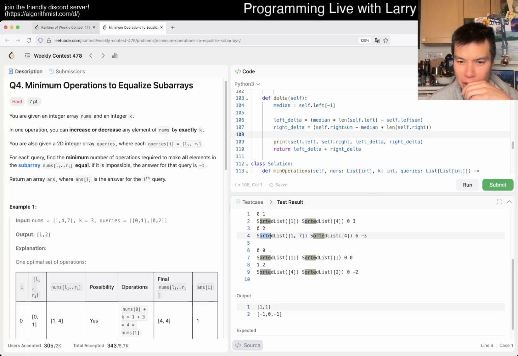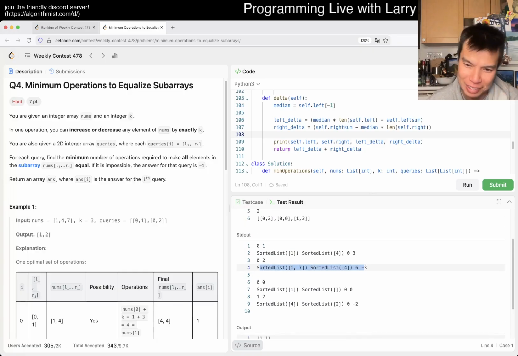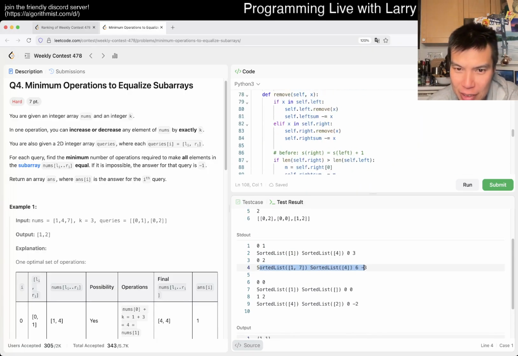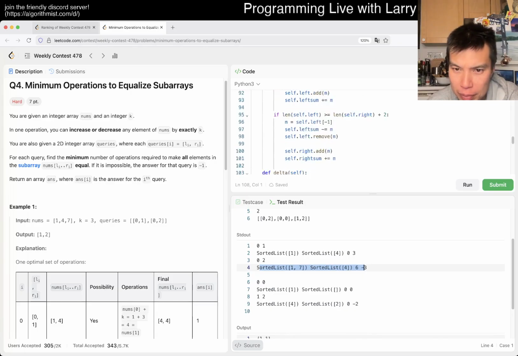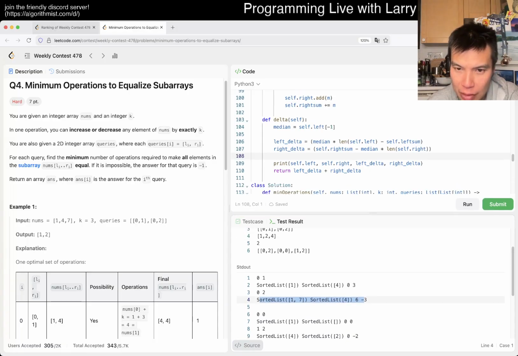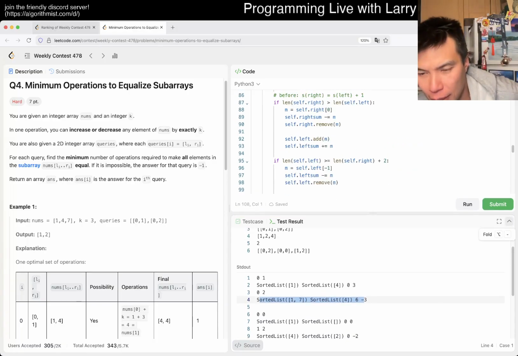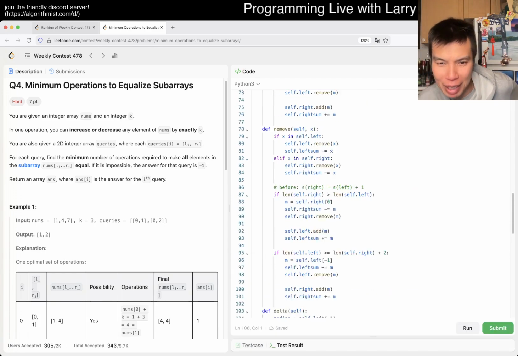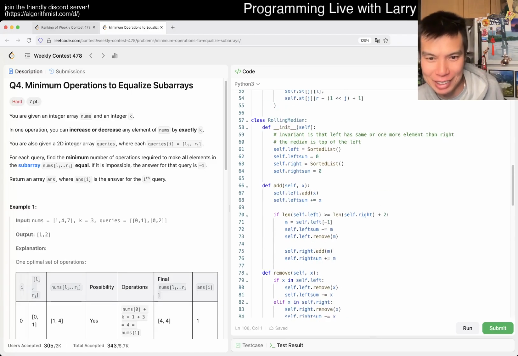Well, the sorted list is just wrong. So there is some inconsistency here, which is fine. Did I mess something up? Clearly. So we add the 7. Oh, I don't rebalance. I'm dumb. I actually make the same mistake a lot.